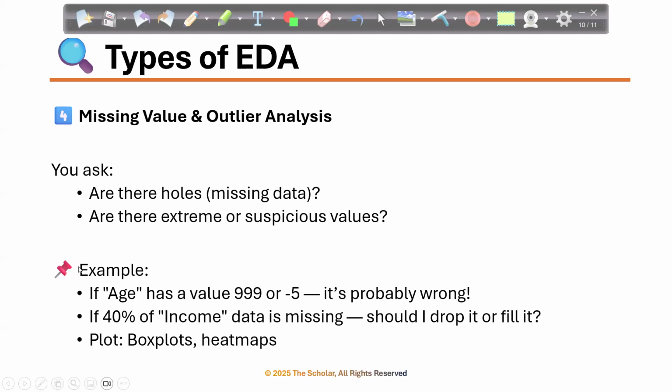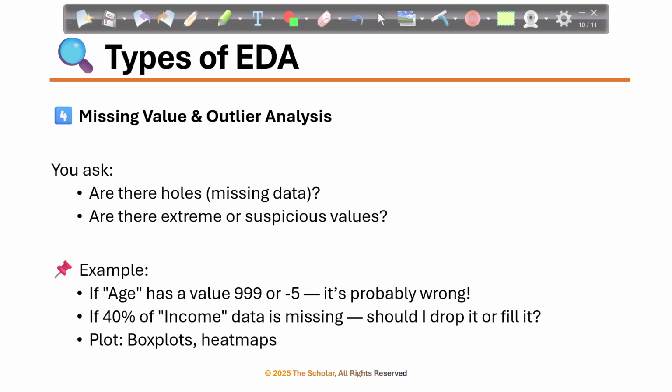So here you can see in the examples, if age has a value of 999 or negative, it's wrong data, right? Which we have to remove. If 40% of the income data is missing, should I drop it or fill it? So 40% of one column has missing values. As such, that is not making sense.